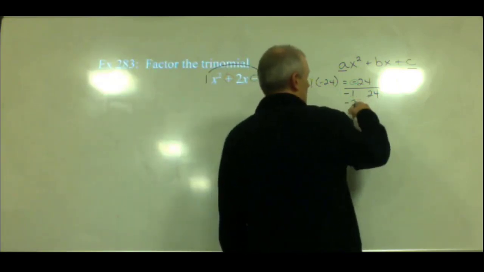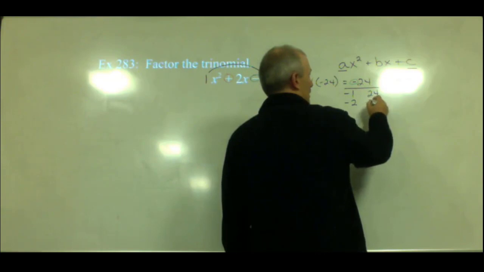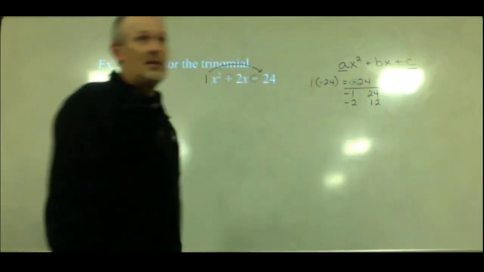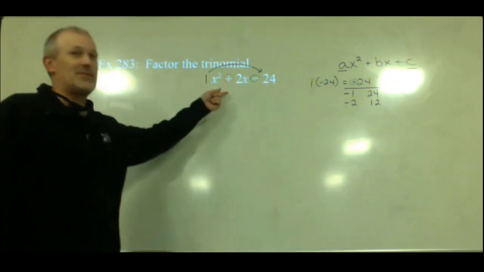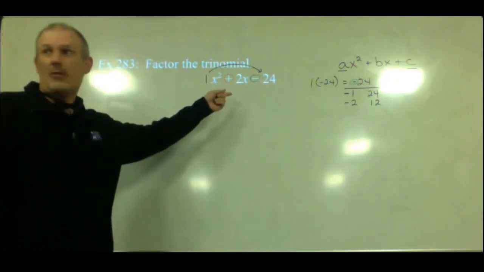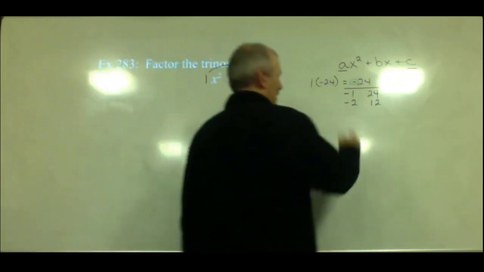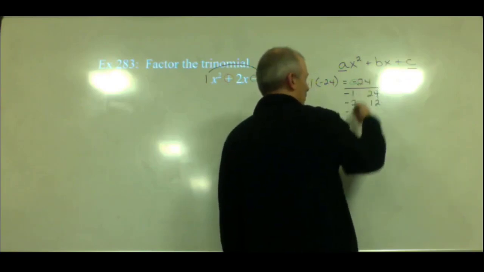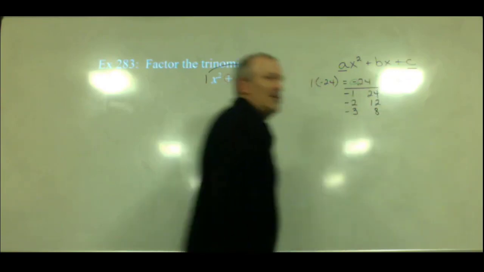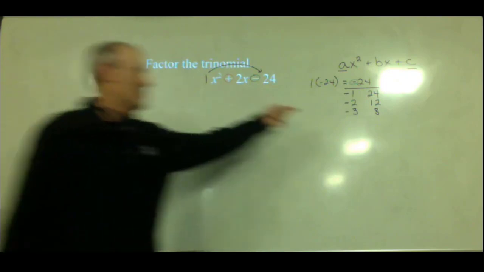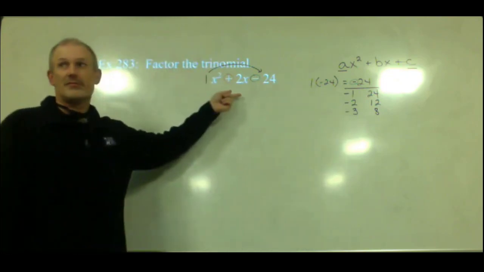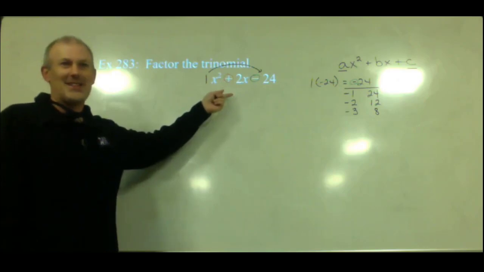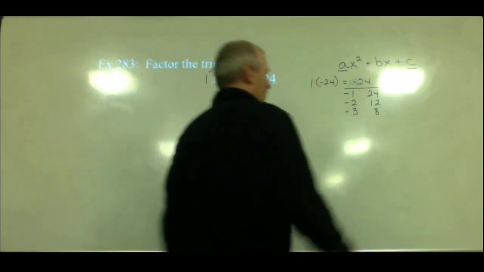Negative 2 times what would equal 24? You can use a calculator or whatever. It ends up being negative 2 times 12. Does that add up to be a positive 2? No. So then we go to the next one. Negative 3 times, and again, you can use your calculator, negative 24 divided by negative 3 would be positive 8. Do those two add up to be positive 2? We're getting closer, but it's not. That's a 5, right? So then we go to the next one.